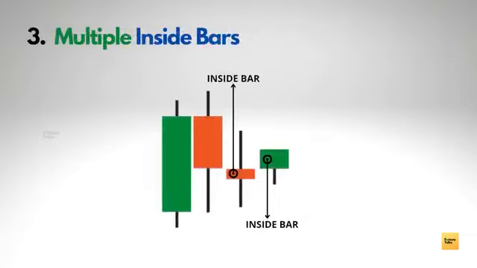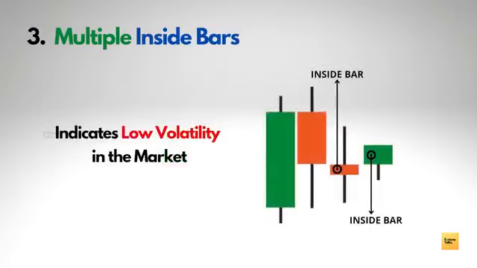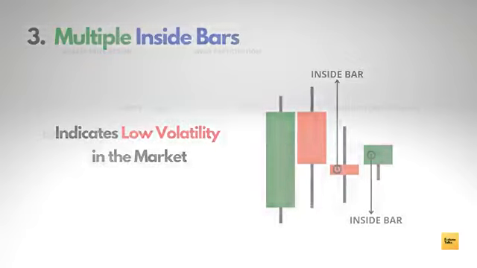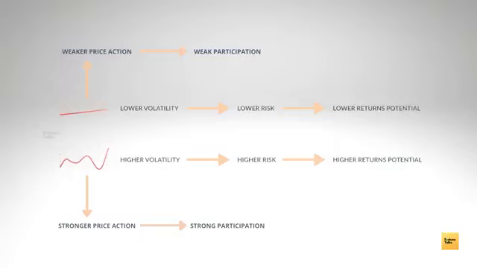So in this case, you have multiple inside bars together. This is a powerful pattern because it tells you that there is a low volatility in the market. To briefly talk about volatility, low volatility is associated with weak participation from the market participants, or it can signify weak price movements, while a high volatility is associated with elevated interest from the market participants.